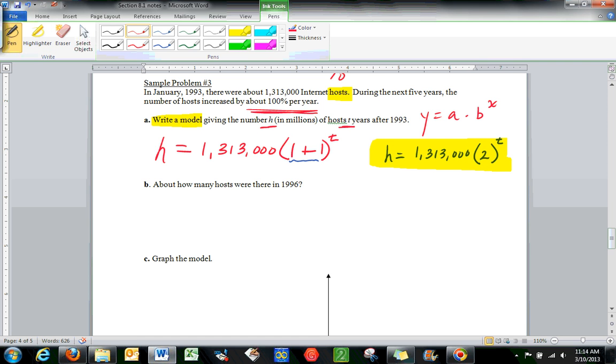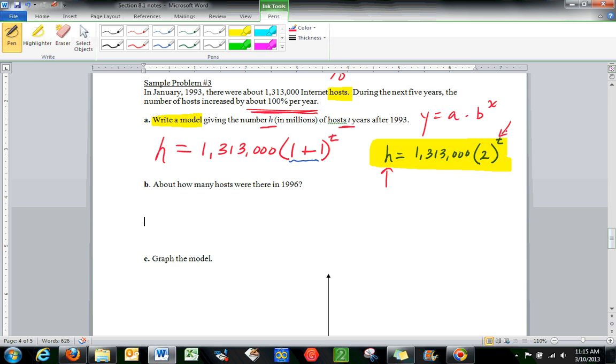So it's very important that you understand what a model looks like. Notice we have 2 variables in the model. Now, if we apply a t value, like determining an x value in a t-chart, we can come up with the h value, which is the number of internet host sites. So our next question simply asks, how many host sites were there in 1996?